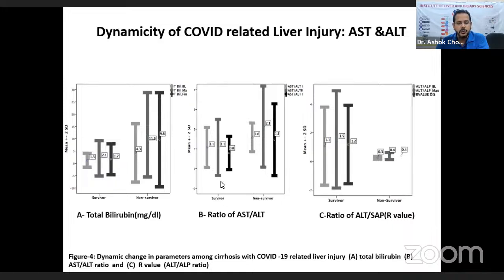And a similar trend is also shown by the enzymes. We have taken the ratio of AST and ALT. This is also showing a difference. Similarly, this finding is very important. We have done the R value, that is ALT and SAP ratio. So when you consider this ALT by alkaline phosphatase ratio, when ALT is on the higher side and alkaline phosphatase is on the lower side, that means liver injury is more parenchymal and the recovery is good. But when this value is low, that means alkaline phosphatase is on the higher side, a cholestatic pattern is happening, then survival is poor.